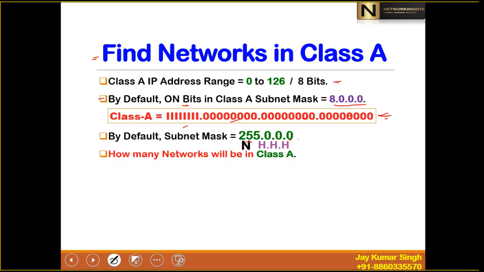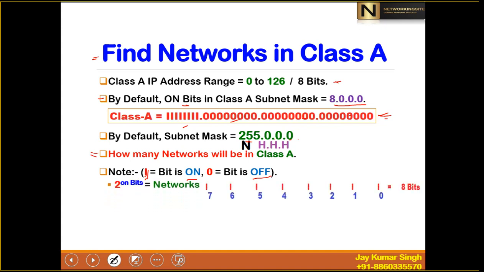Now our concern is how many networks will be there in class A. What is the formula for it? Whenever you see this, 1 means on and 0 means off. So our formula to find networks is 2 to the power of on bits. Now, as humans we count 8 bits as 1, 2, 3, 4, 5, 6, 7, 8, but when a computer counts, it always starts from 0, right? So for the computer it is also 8 bits, but our formula is about on bits and 0 is off, right?